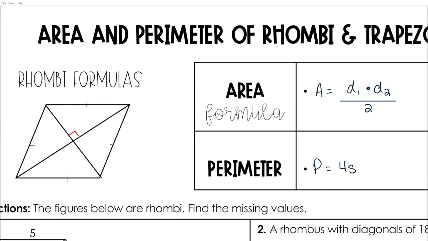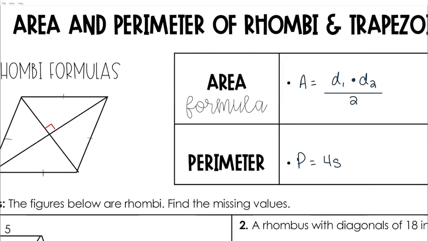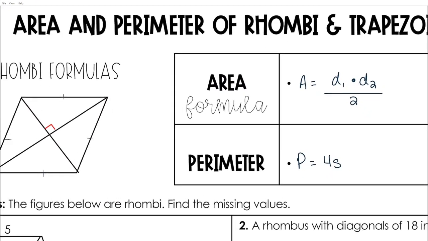Remember, a rhombus does not have congruent diagonals. A rhombus does have diagonals that bisect each other, but they are going to be different lengths. So we might have to find one diagonal, both diagonals, a side, or maybe a little bit of all of it. So first and foremost, our area formula for a rhombus. Area equals diagonal 1 times diagonal 2 divided by 2.